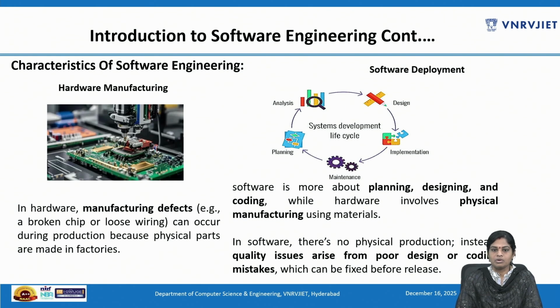But coming to software, we talk about planning, designing, and coding, whereas hardware is about physical manufacturing. In software, there is no physical production. Instead, quality issues arise from poor design or coding mistakes, but these can be fixed before the release itself, during the testing phase.